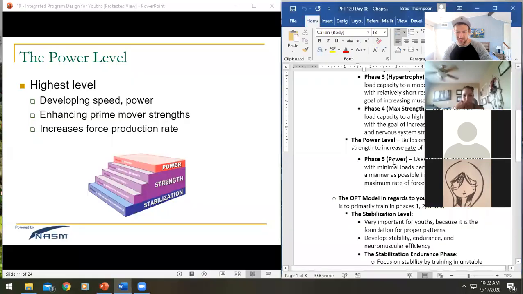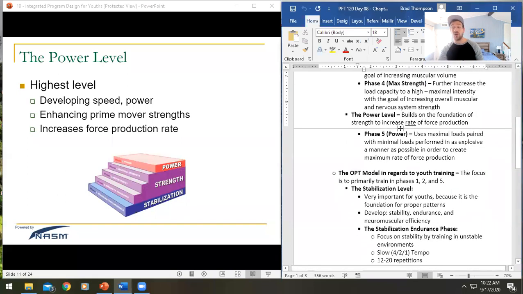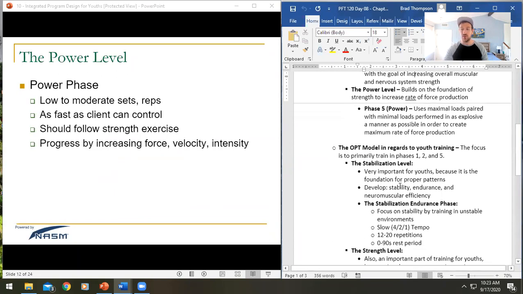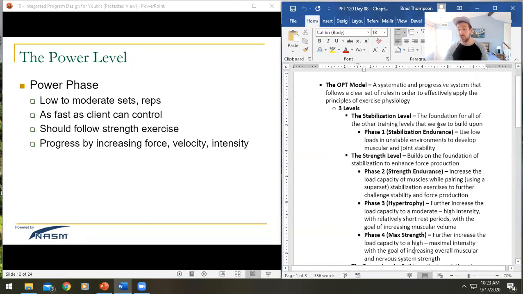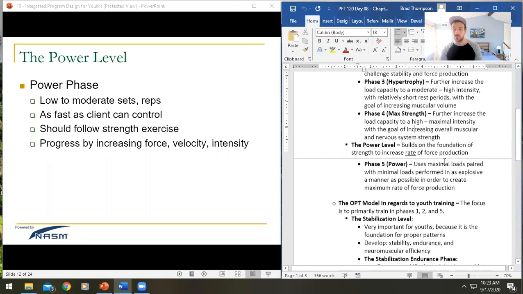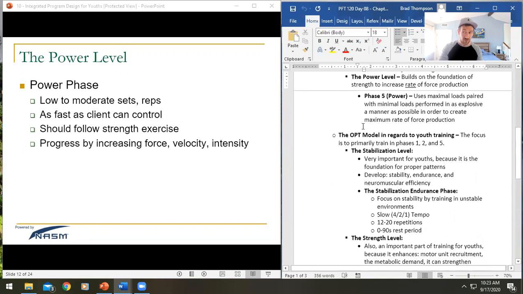And let's do a power routine. So power level, right? Highest level is all about developing further force production, but really the rate of force production, right? So we are still seeing more prime mover strength, but we're seeing rate of that happen as well. So this builds on the foundation of strength in order to increase rate of force production. The stabilization level builds your foundation. The strength level builds on that foundation to enhance force production. And the power level builds on that foundation to enhance rate of force production.